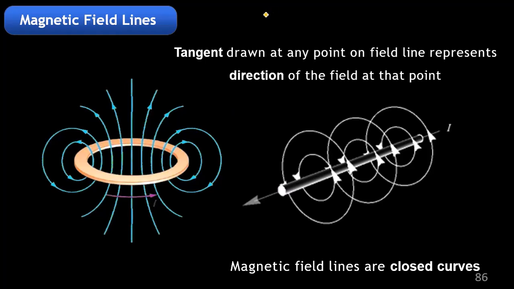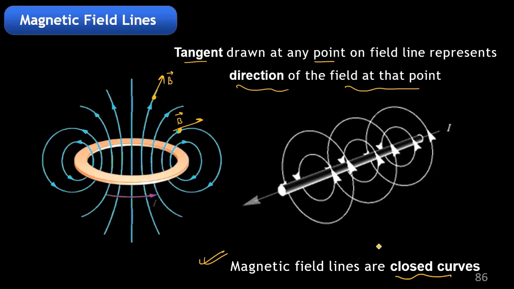Okay. So the tangent drawn at any point on the field line represents the direction of the field at that point. This is the same property that you got for the electric field lines also. So if I look at one particular point over here, if I draw the tangent at this point, the B vector should be directed along this direction. So for this point, the tangent is in this direction. These are the directions of the magnetic field lines at different points, and they are continuously changing. So magnetic field lines are always closed curves.